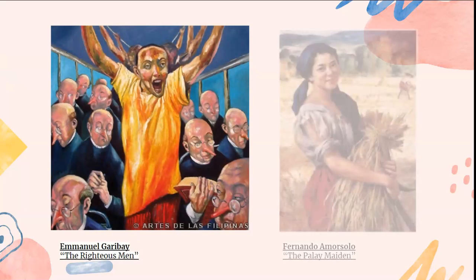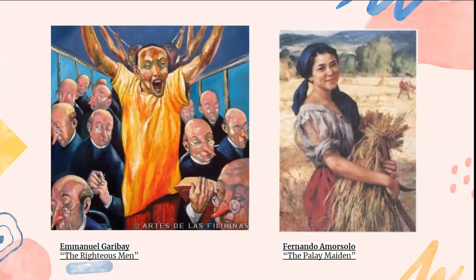Here are some artworks of Filipino artists which showcase emphasis. First is Emmanuel Garibay's The Righteous Man. We notice here the man who is wearing a yellow shirt, in which he is the point of emphasis. We also have here Fernando Amorsolo's The Palay Maiden. The girl here is the largest and most distinct piece in this artwork, which is actually the point of emphasis.